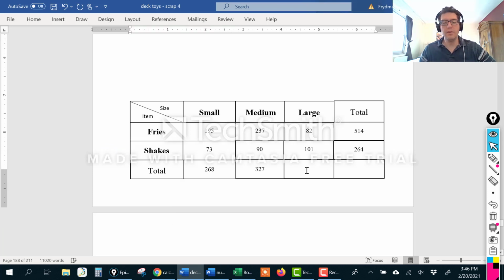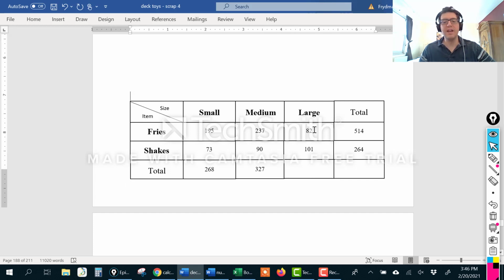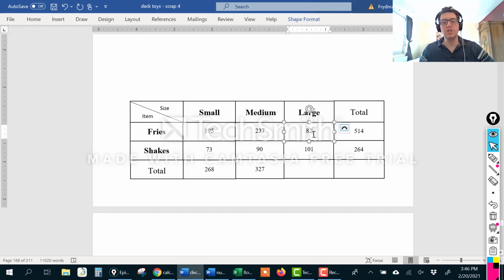All right, now what about this one over here? For this one, we could get the total number of large items which were sold. So we can add the 82 large fries to the 101 large shakes, and that should give us the total number of large items altogether, which should be 183. Just this plus the 82 plus 101 is 183.